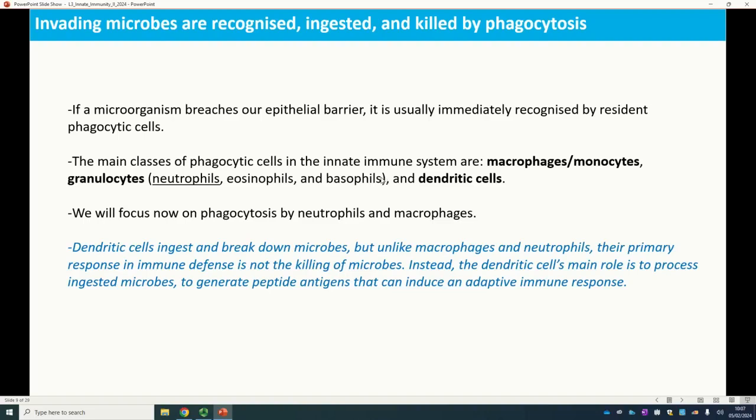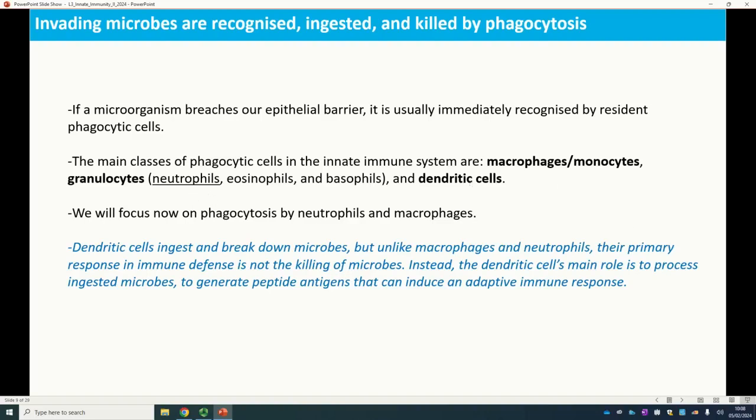So any invading microbes will be recognized and removed by phagocytosis, and this usually occurs pretty immediately after a pathogen enters the body. It will be recognized promptly by these resident phagocytic cells. And if you think back to the last lecture where we were looking at the various types of phagocytic cells, you can remember that we've got our macrophages and our monocytes. The monocytes are the precursors to macrophages. Some of our granulocytes are also good at phagocytosis, in particular the neutrophils. And then, of course, we have our dendritic cells.